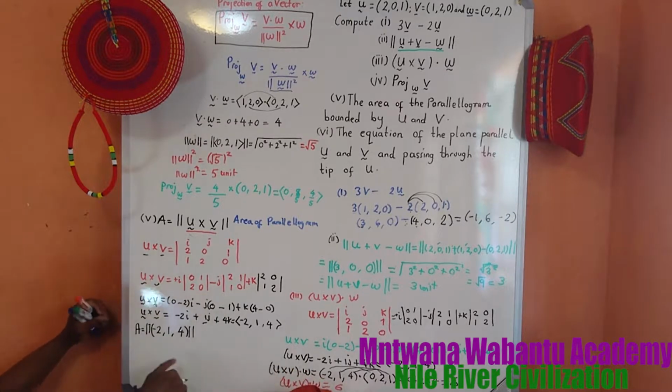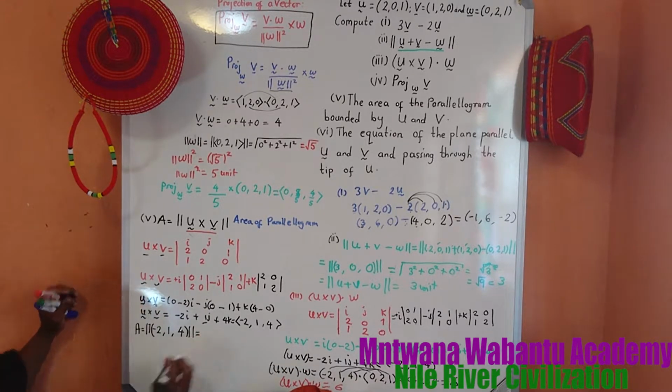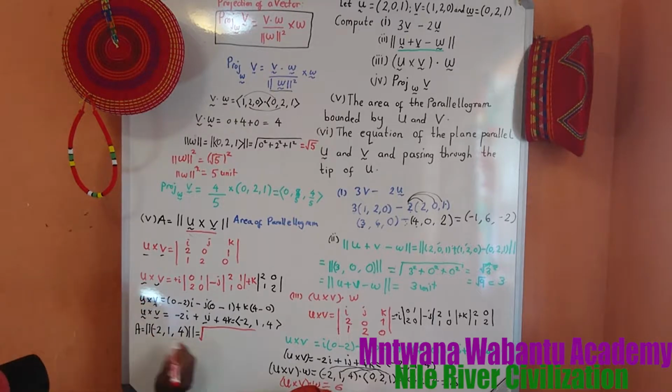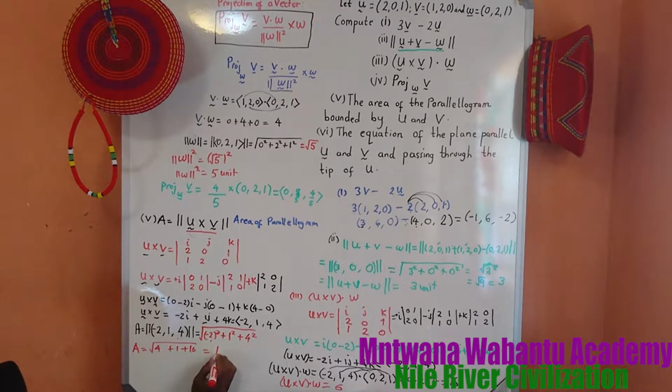To get the magnitude is easy. I will say, okay, the square root of the first one, negative 2 squared, plus 1 squared, plus 4 squared. So the area of the parallelogram is equal to: 2 squared equals 4, plus 1 squared equals 1, plus 4 squared equals 16. This is going to be equal to the square root of 21. Since this is an area, this is going to be in units.